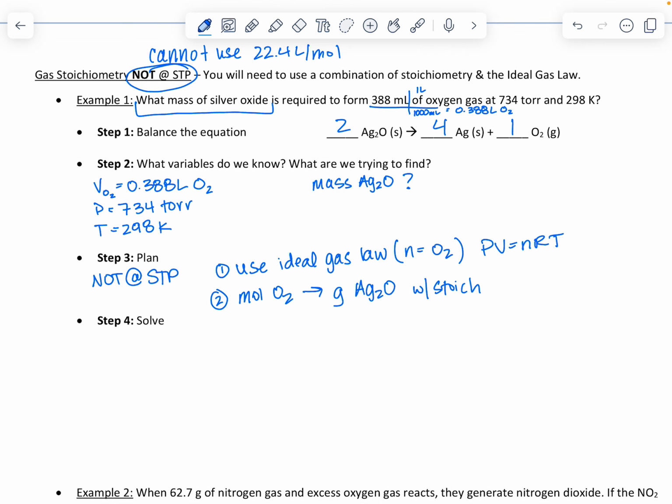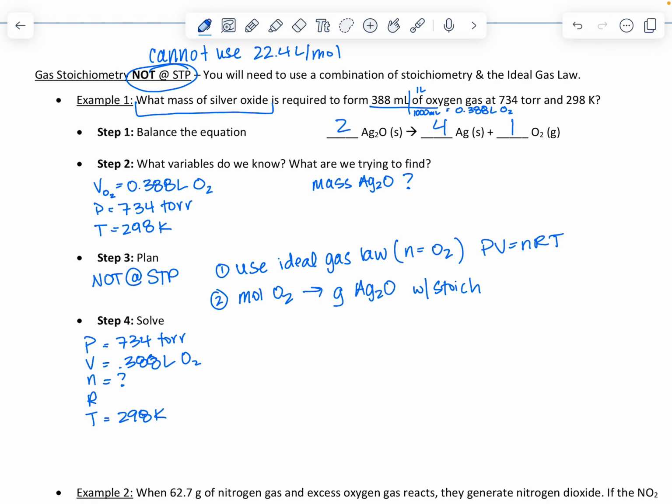So our first step, PV equals nRT. Pressure we know is 734 torr. The volume is 0.388 liters, and remember, this is for oxygen. We're going to solve for moles of oxygen. We'll come back to the R value in a second. And temperature is 298 Kelvin.